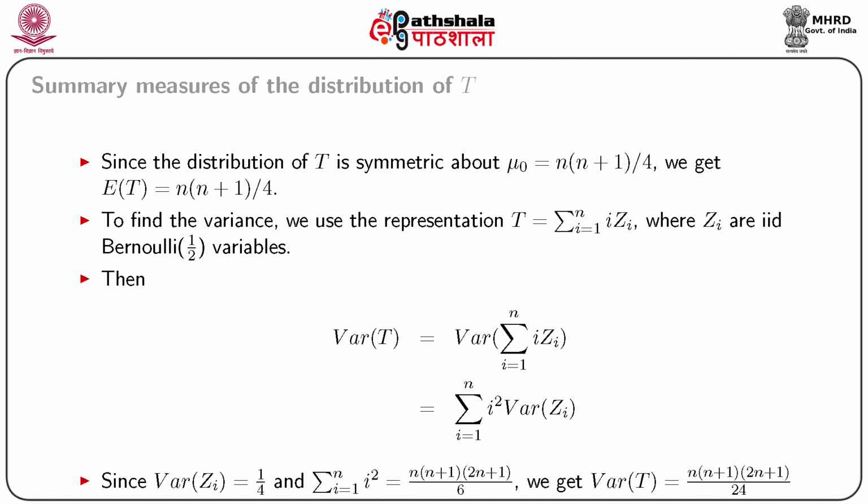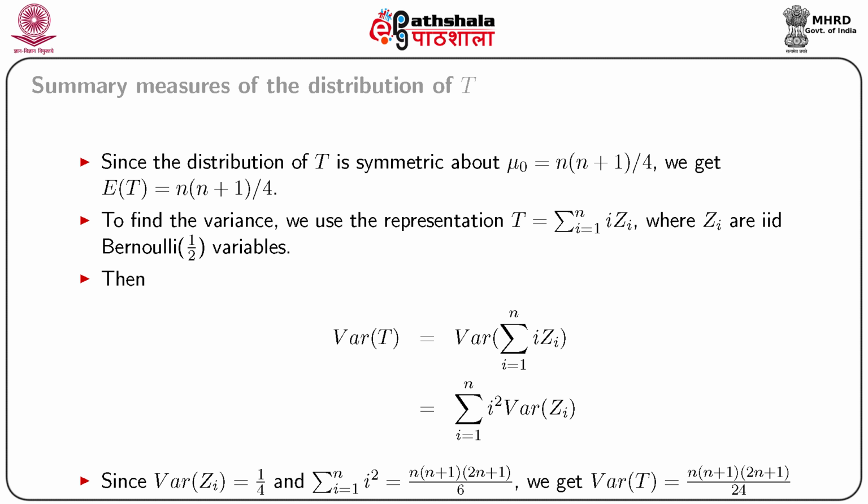First of all, note that the distribution of T is symmetric about mu naught equal to n(n+1)/4, since for a symmetric distribution, the point of symmetry is the expected value. When expectation exists, we get at once that the expected value of T under the null hypothesis is n(n+1)/4.